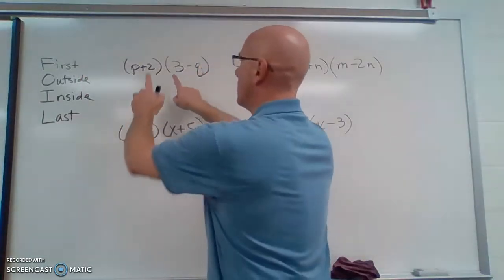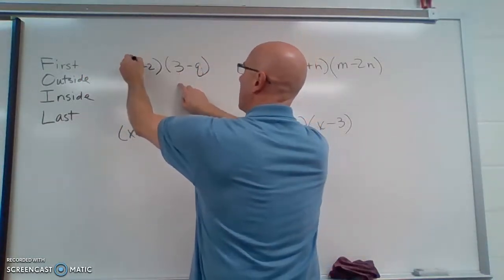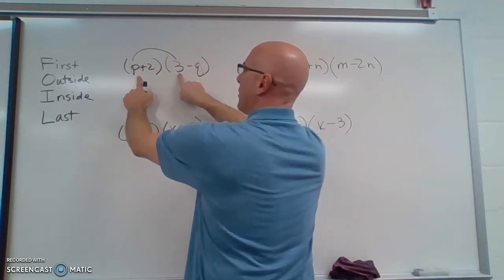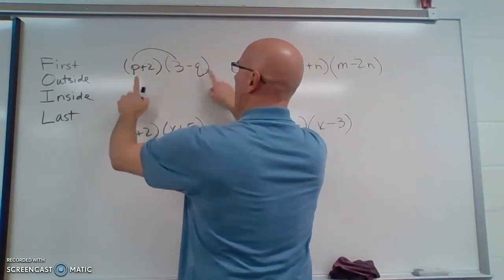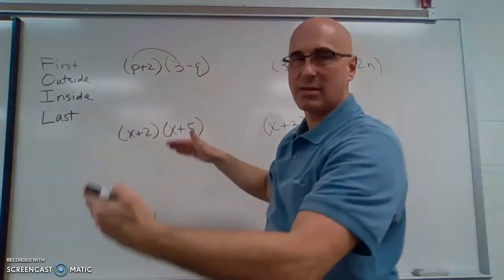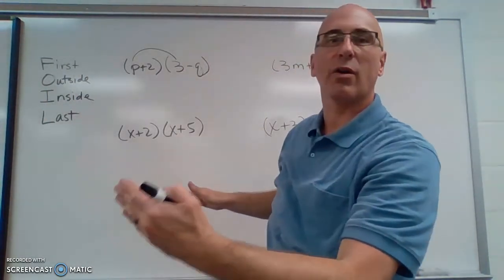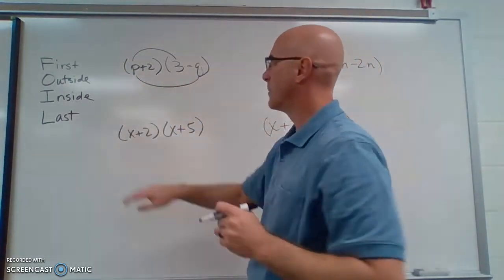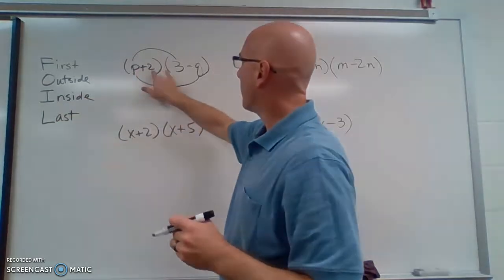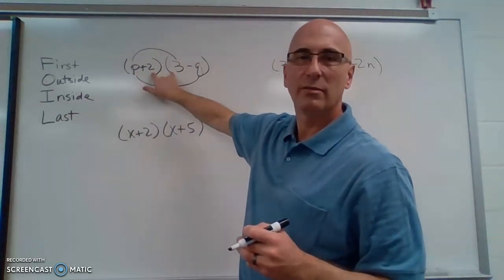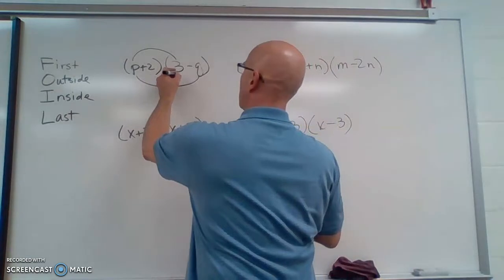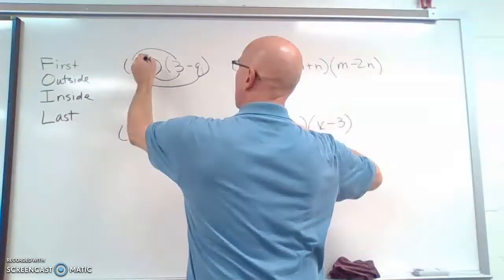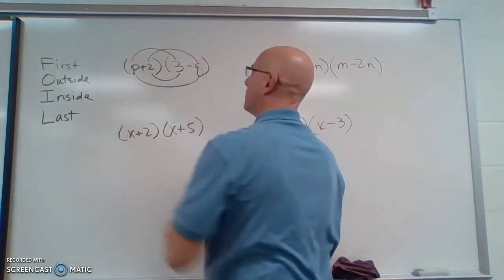So first means we multiply the first term of each binomial, the p and the 3. The outside means it's on both ends. So we are going to multiply the p times the negative q, or the minus q. Inside are the terms that are right next to each other in each of the binomials. And then last means the last one of each binomial.